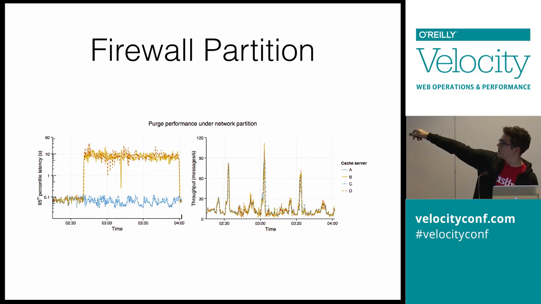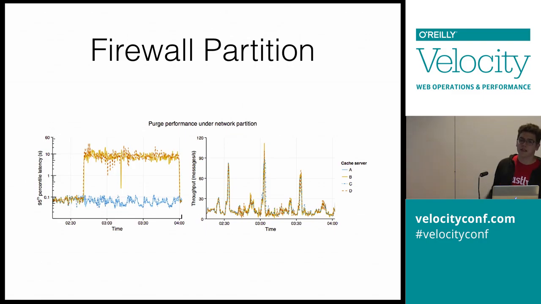The left graph is the 95th percentile latency. The right graph is the throughput. The blue lines are servers in the data center that were not affected by the partition, and the red and orange lines are servers that were affected. The partition starts when the latency on the affected server jumps up much higher to about 10 seconds. So the partition was definitely affecting these servers.